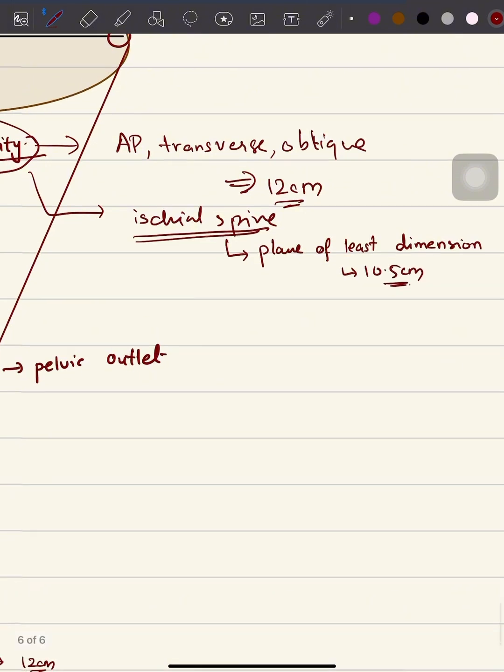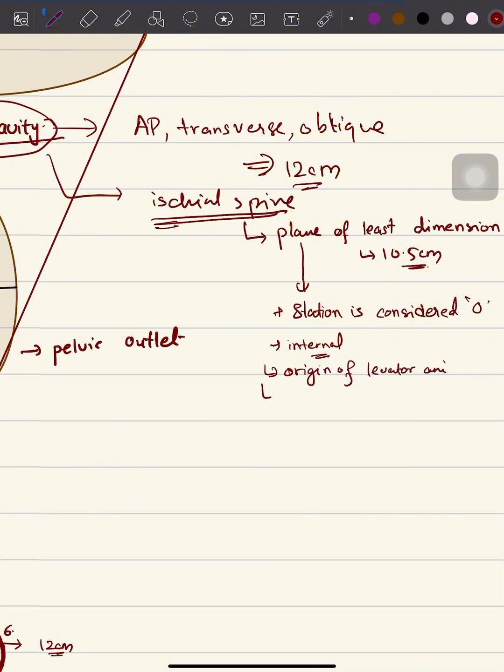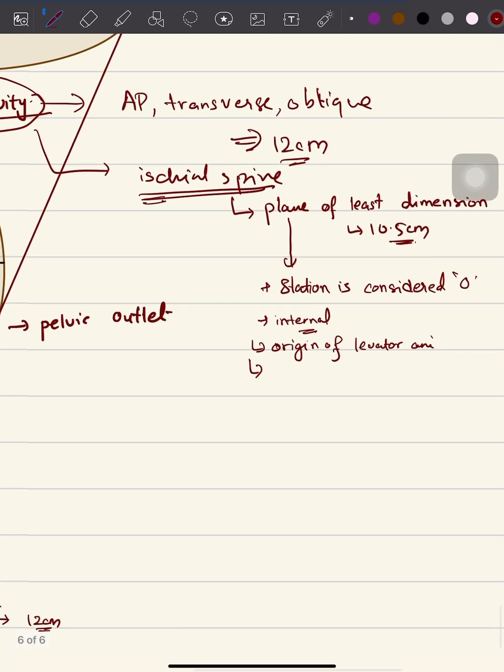and its value is about 10.5 centimeter. This plane of least dimension is important because, firstly, the station is considered as zero once the baby's head is at this level. Number two, the internal rotation occurs at this level only. Number three, the origin of the levator ani muscle is from here. And fourth, the pudendal block is done at this level. So these things are important from here.